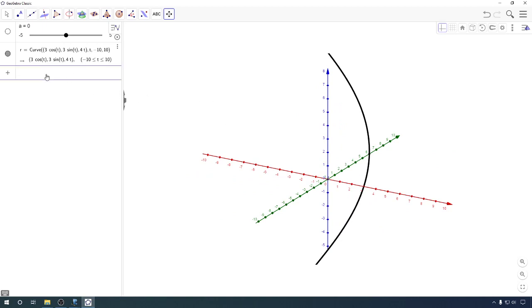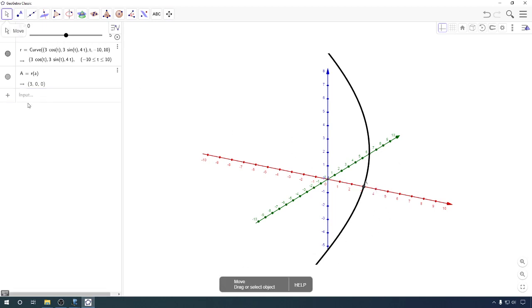Now we'll go ahead and put in our unit tangent and unit normal. Actually, before we even get started, let's go ahead and plug in r of a. So a here is a scalar that I've already predefined. At 0, it gives us the point 3, 0, 0. As we move this around, you see we select different points along the curve.